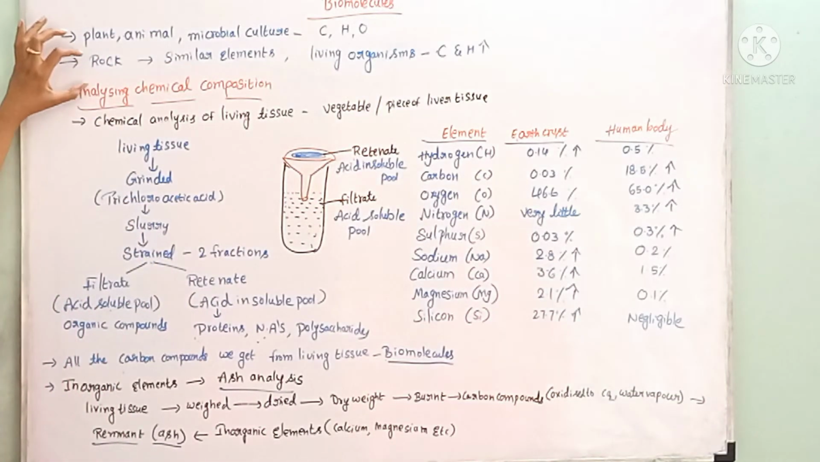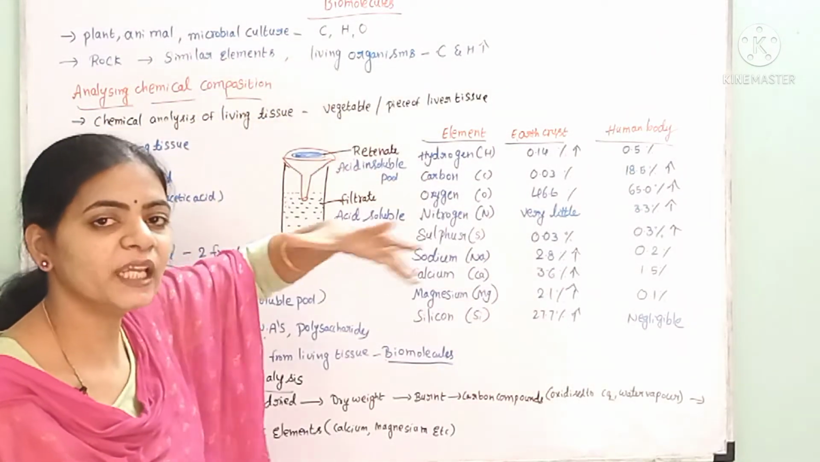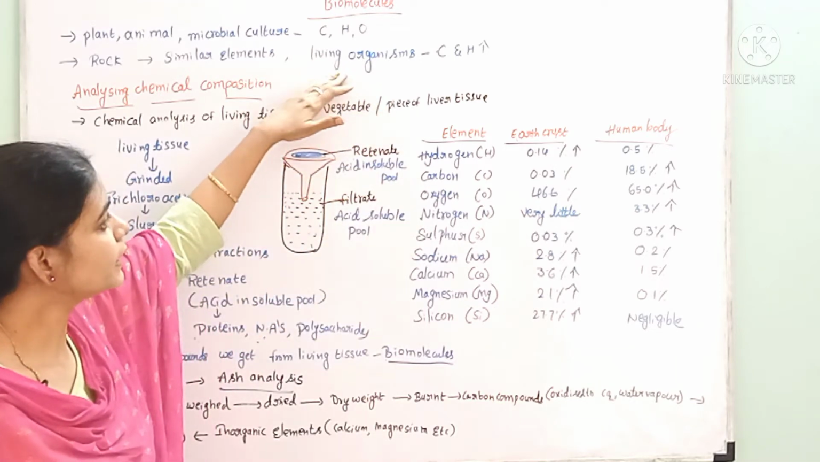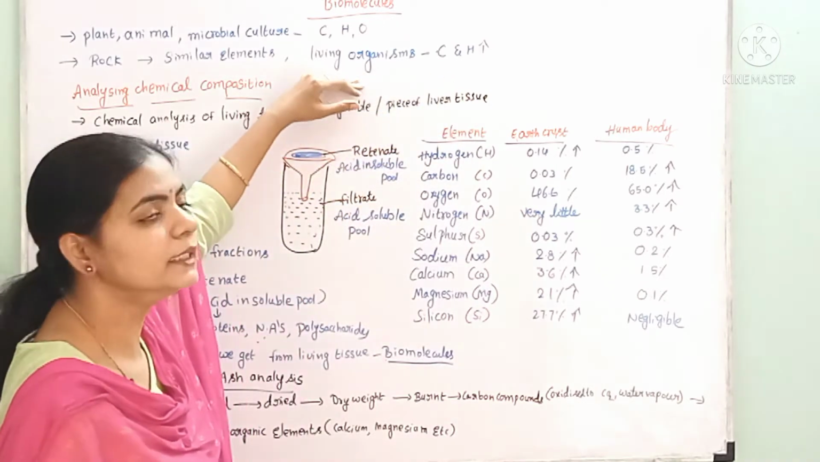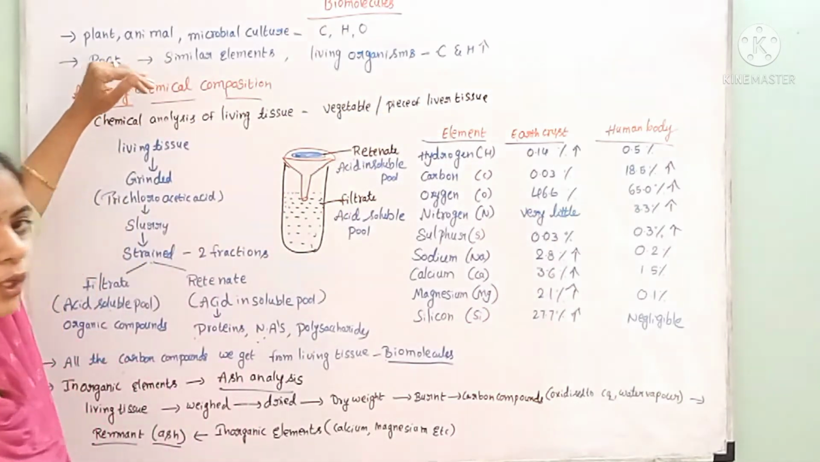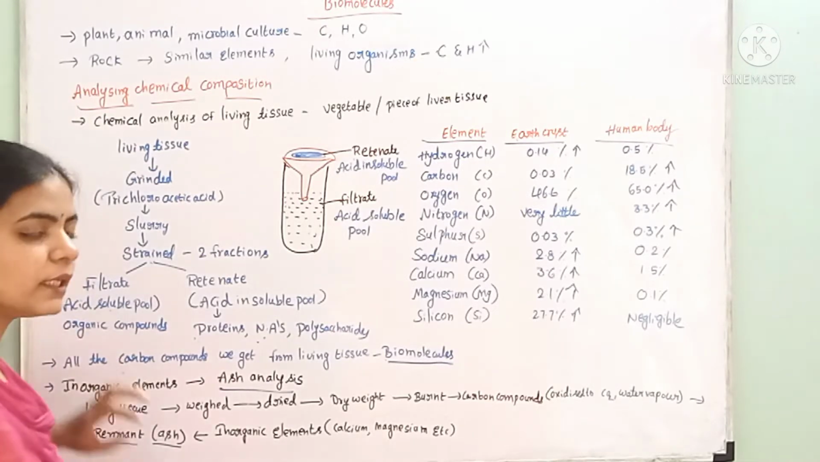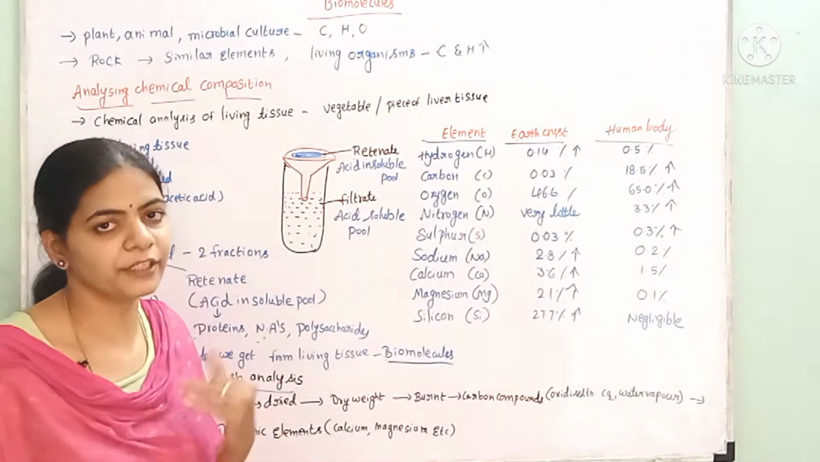And if we take non-living elements like rock or earth crust, they also consist of similar types of elements. If we deeply analyze the chemical composition of these two, we'll find the carbon and hydrogen concentrations much higher in living organisms when compared to non-living matter. And for identifying the chemical composition, we have to make a chemical analysis of those compounds. So for that, we will perform the chemical analysis by using a living tissue.